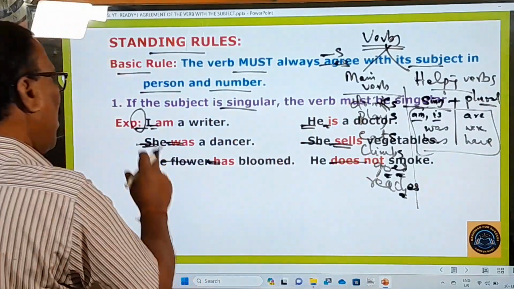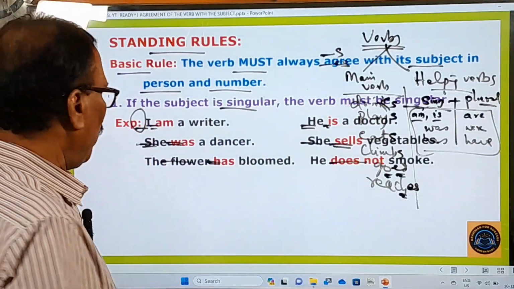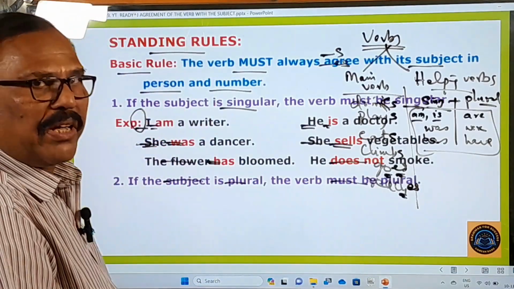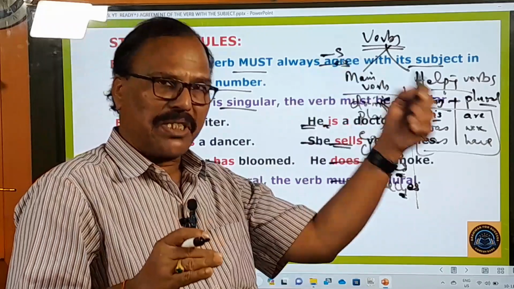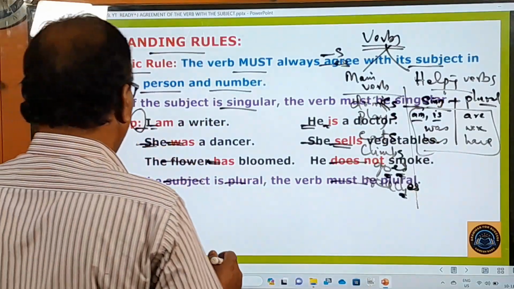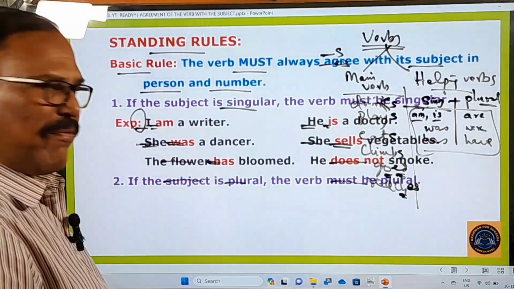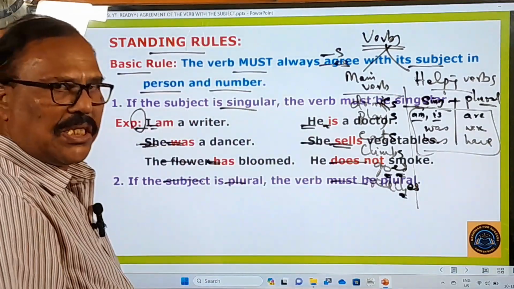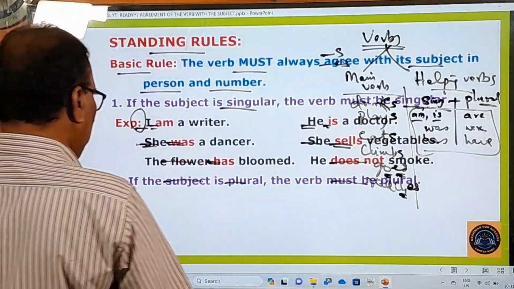Okay, and now I'll go to the next basic rule. What is that? If the subject is plural, the verb must be plural. That's very, very important from the point of view of all your competitive examinations. All other rules are based only on this concept. And here let me give you some examples.